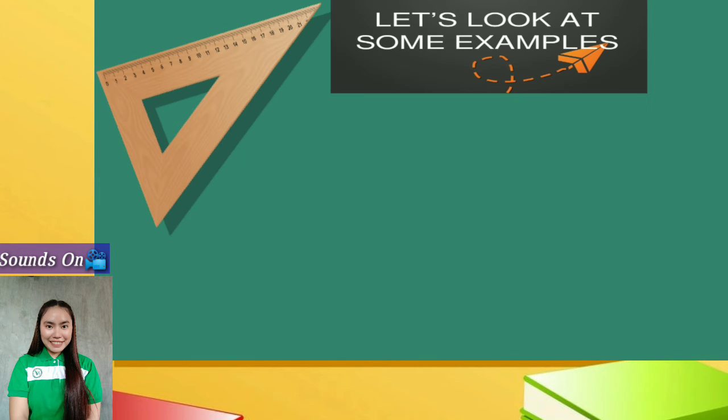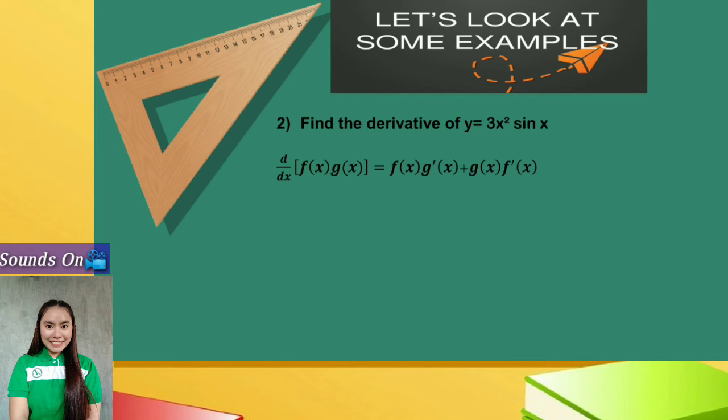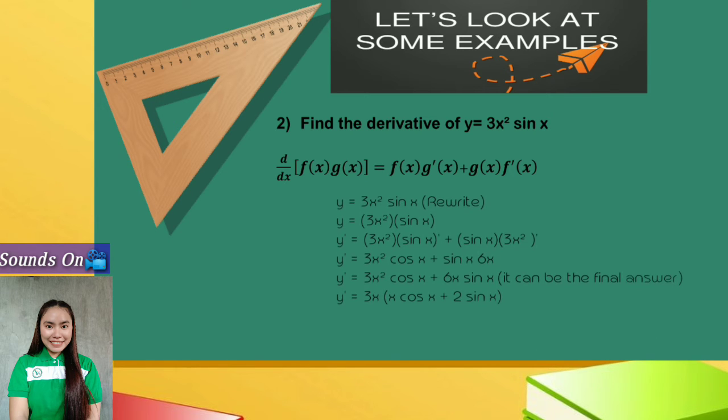Let's look at another example to make sure you get the basics down. So example number 2. Find the derivative of y is equal to 3x squared sine x. As you can see, parang iisang function lang. Kaya naman, i-rewrite muna natin. So, y is equal to 3x squared sine x, and that would be 3x squared times sine x.